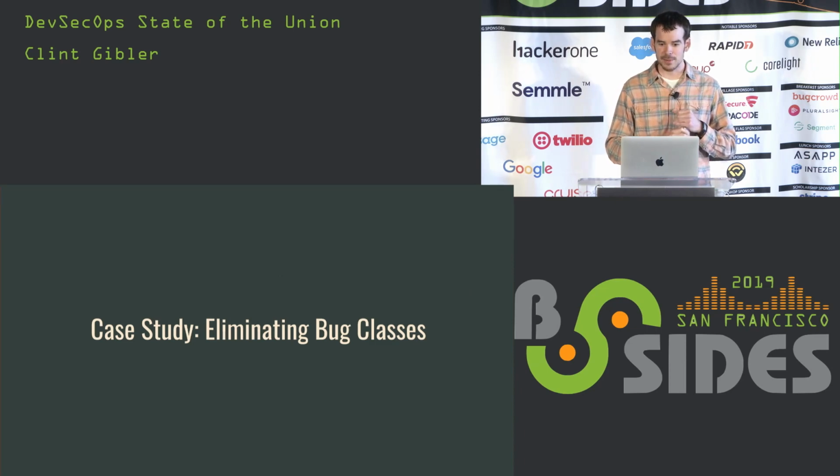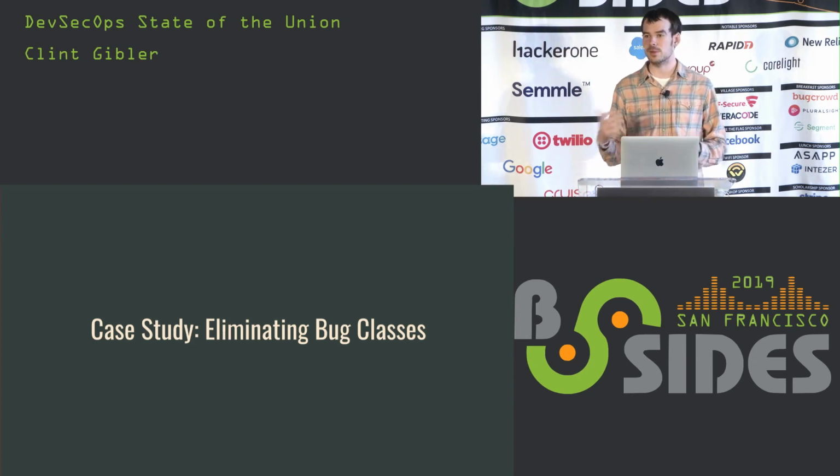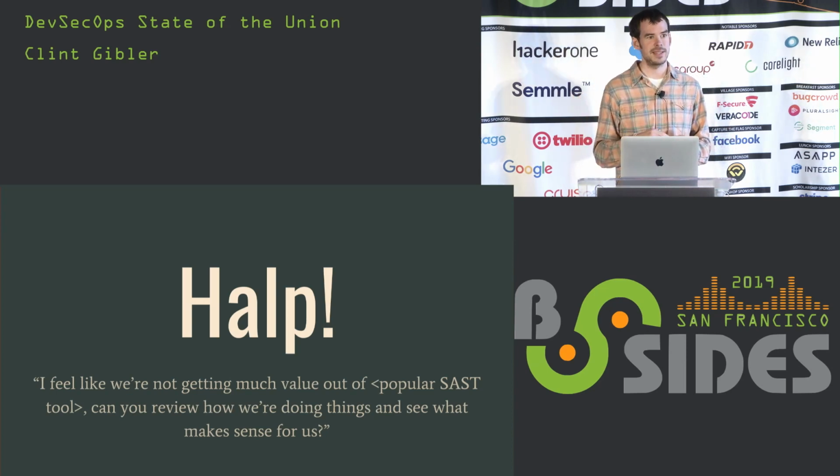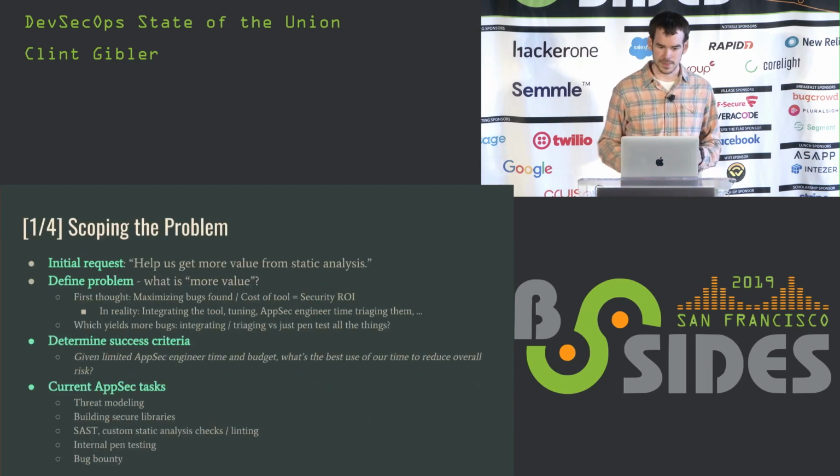OK, so I want to describe a case study of a client project that I was on that's very interesting, both because I think the methodology might be useful for you, as well as because some of the results surprised me. A company came to me saying, hey, we're paying a lot of money for this SaaS tool, and we're not getting a lot of value. Can you help us figure out what to do with this? So I'm going to talk a little bit about how we scoped the problem, our methodology, what we did, what we found, and then how you can do this too.